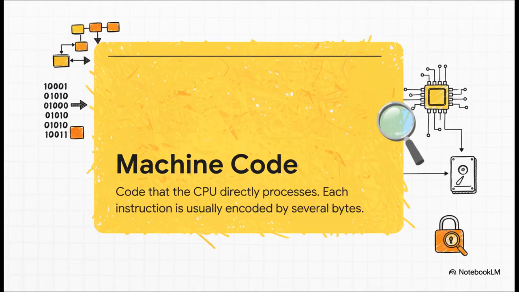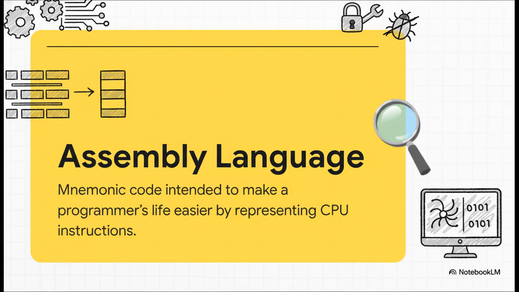And what language does it speak? Machine code. Now, we're not talking about something friendly like Python or C++. No, this is the raw, gritty, fundamental language of the hardware. It's literally just a stream of ones and zeros. To us, it's complete gibberish. So, how do we deal with this gibberish?